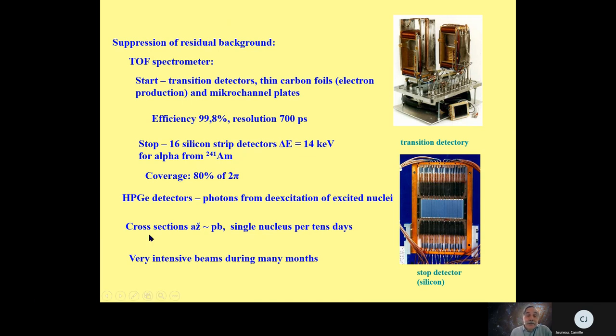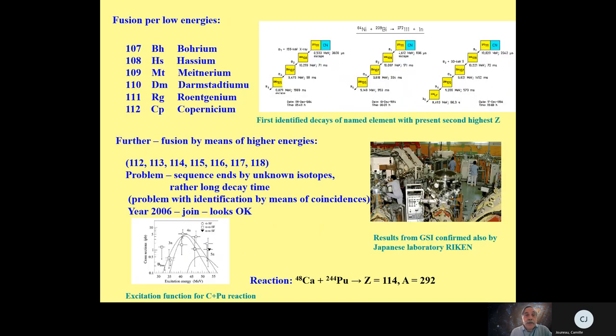And these cross sections were around picobarns. That means that production of a single nucleus took about 10 days. That's a very, very small probability of production. That means very intensive beams during many months and production of only one nucleus per week approximately.